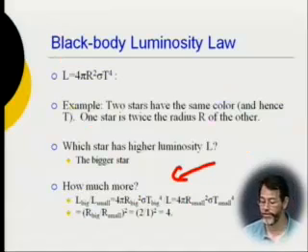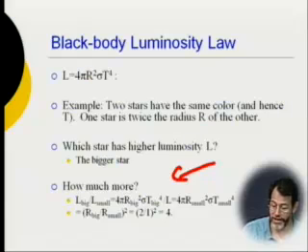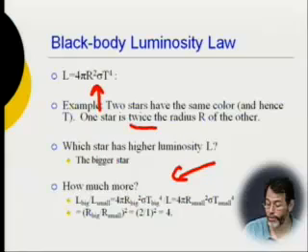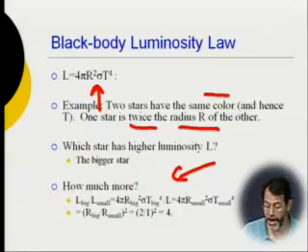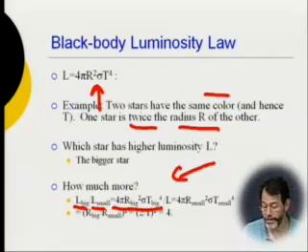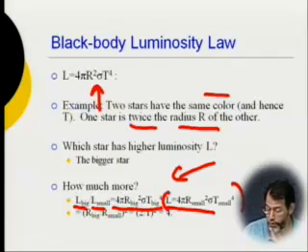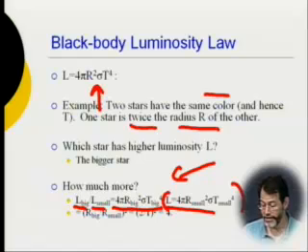Again, I like to work in terms of ratios, so you won't have to look up constants like this in the course. It's just for explanatory purposes. So how much brighter is the star that's twice the radius of the other star that has the same color, assuming they're at the same distance? You take the ratio, L big to L small: 4 pi R big squared sigma T big to the fourth, divided by 4 pi R small squared sigma T small to the fourth.